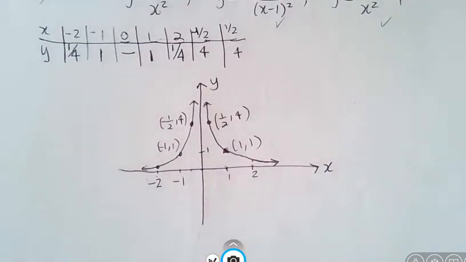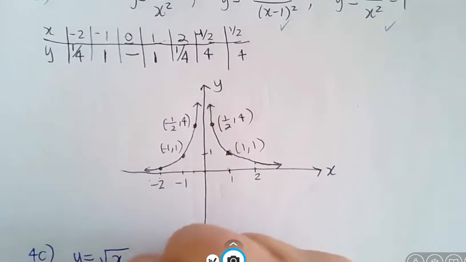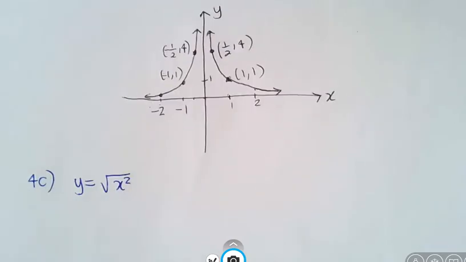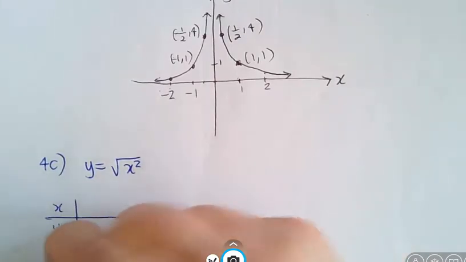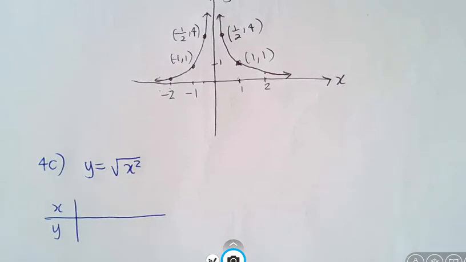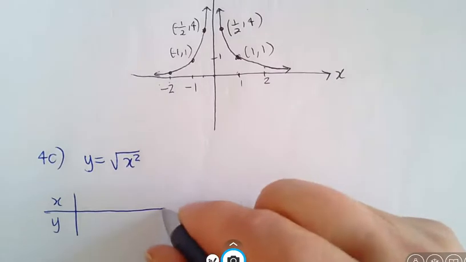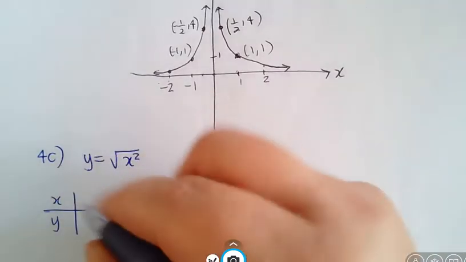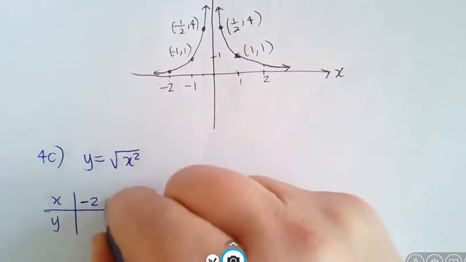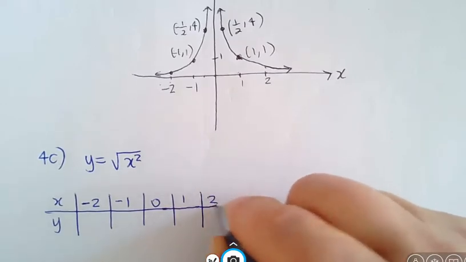For C, y equals the square root of x squared. All right, I know you haven't seen it, but we're just going to do some values. It actually is a graph you've seen, but you don't know that you've seen it. All right, let's do -2, -1, 0, 1, and 2.